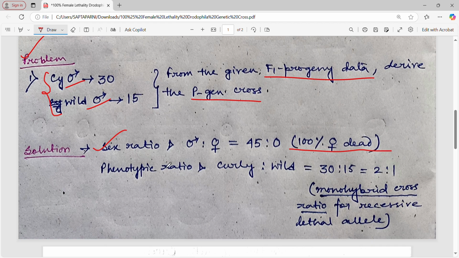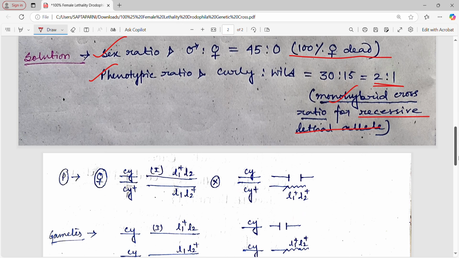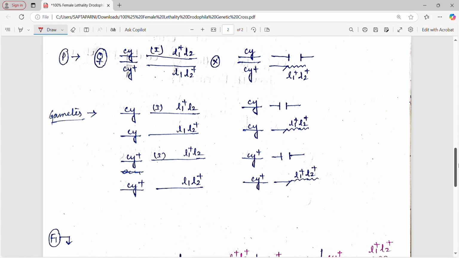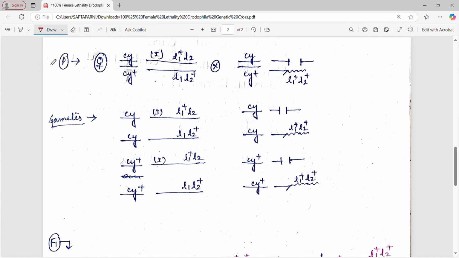Now the phenotypic ratio becomes Curly to wild equal to 30 to 15 equal to 2 to 1. We know that it is a monohybrid cross ratio for recessive lethal alleles. And from our previous videos we have learned that in case of monohybrid cross we have to take both the parents' genotype as heterozygous. So you can see here in the parental generation we are taking mother's genotype as heterozygous. That means one autosome must carry Cy, another should carry Cy plus. And similarly father is also heterozygous, so Cy and Cy plus is here. This is the father.